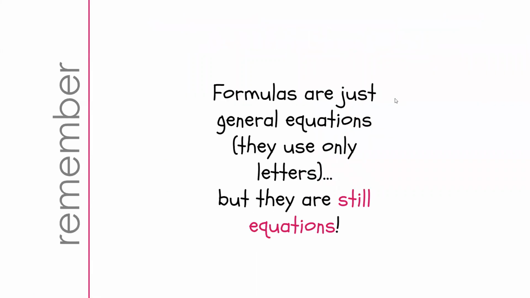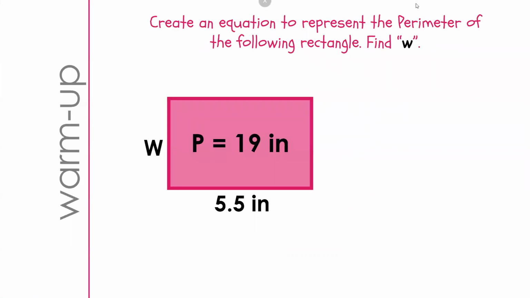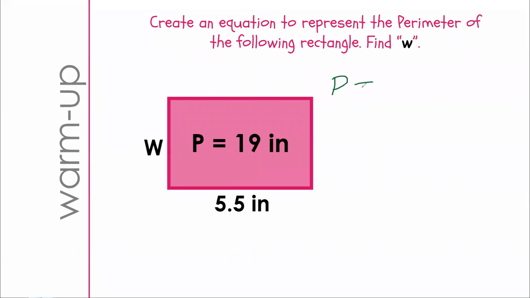So formulas are just general equations. They only use letters, but they're still equations. When we're thinking back to that problem that we just solved, we started out with our P equals 2L plus 2W. This is an equation. We have a ton of variables here. And in this problem, we were actually able to substitute some of those variables with our numbers, which really helped us out and helped us be able to see how to solve this equation.